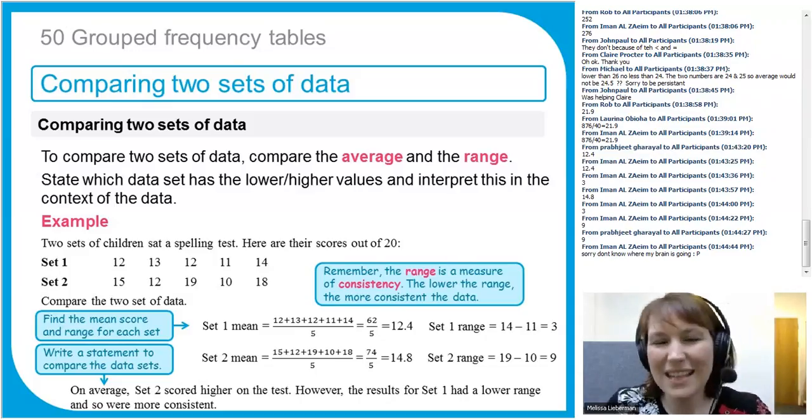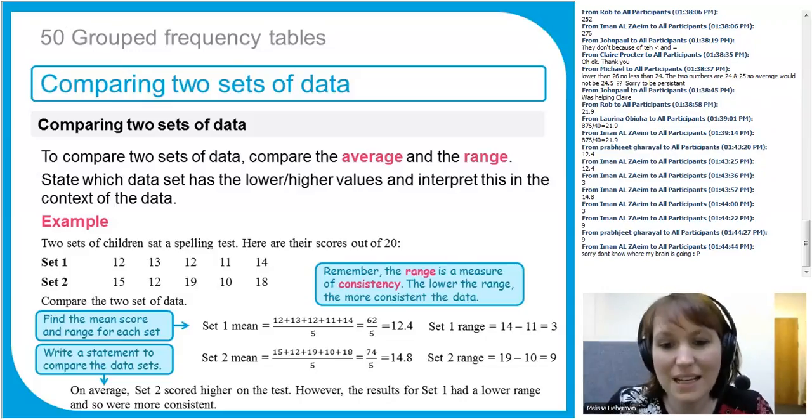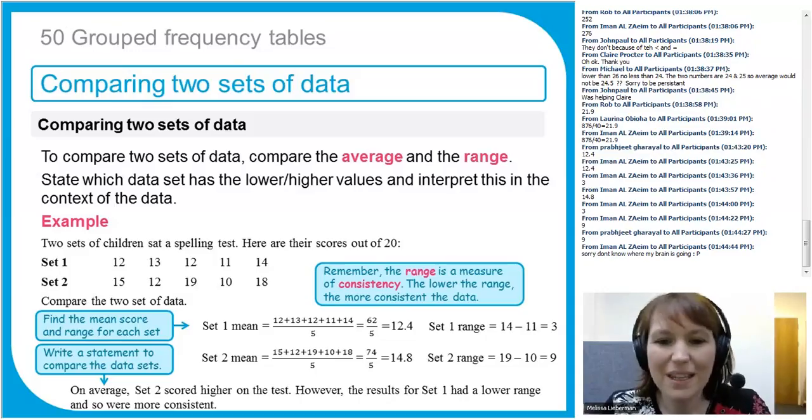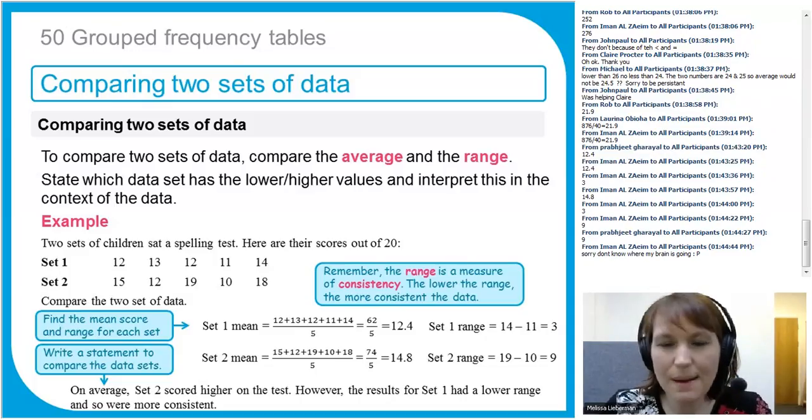So the second statement I would make regarding the range would be that the results for set 1 have a lower range, so they were more consistent. So smaller range, more consistent, bigger range, less consistent. So similarly, you could also make the statement that on average, set 2 scored higher on the test, so they were better on average, but they were much less consistent because the range was bigger. Okay, with that, there's an exercise there in the textbook if you want some extra practice, but that's basically what they're asking you when they're asking you to compare 2 sets of data.